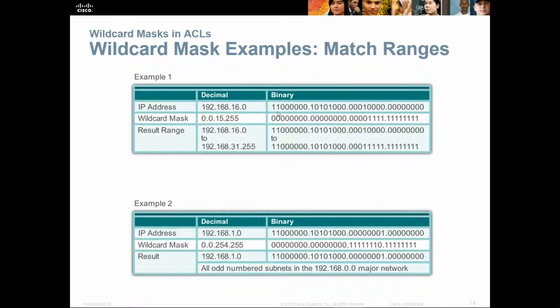So here, if we have an IP address 192.168.16.0 with a wildcard mask of 0.0.15.255, all of these are going to be the same. So that means the range will be 192.168.16.0 through 192.168.31.255. All they did was take the subnet mask and invert it.